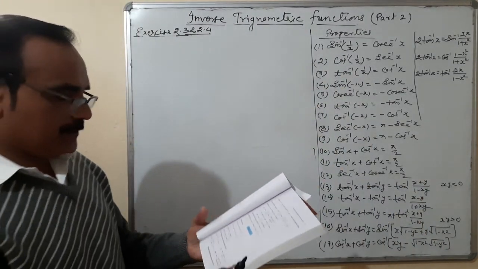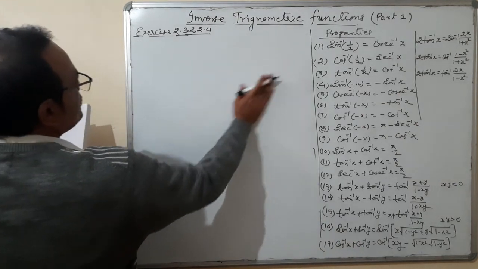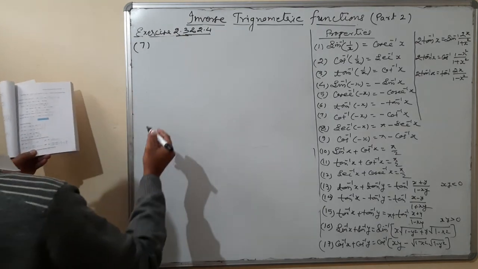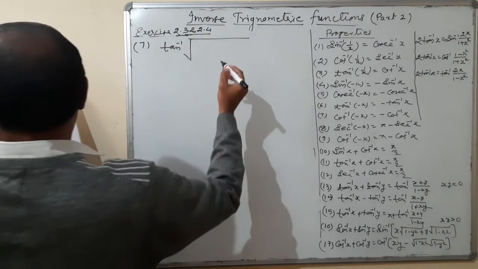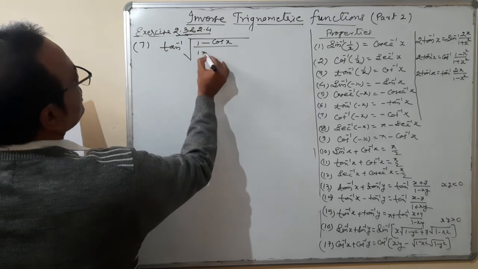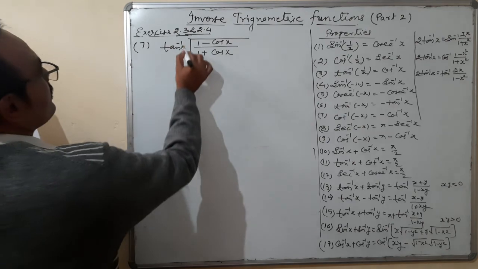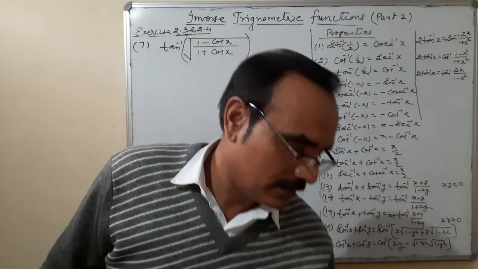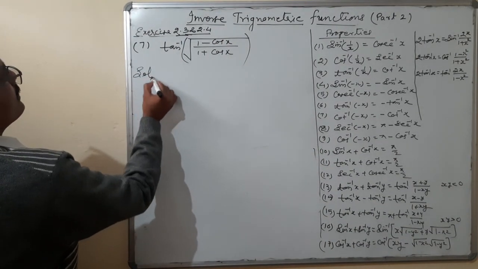Now I am taking the 7th question of exercise 2.3. Tan inverse under root (1 minus cos x) upon (1 plus cos x). Again the same situation: convert into the simplest form.